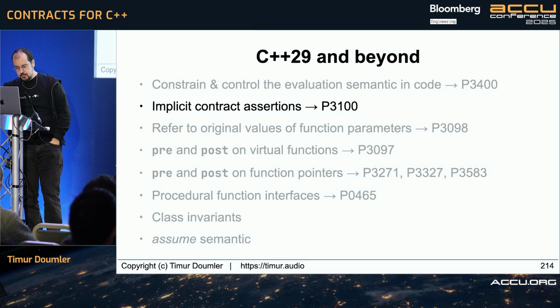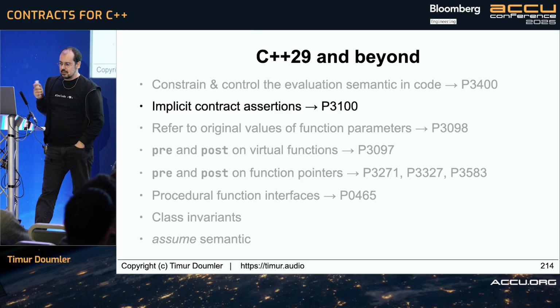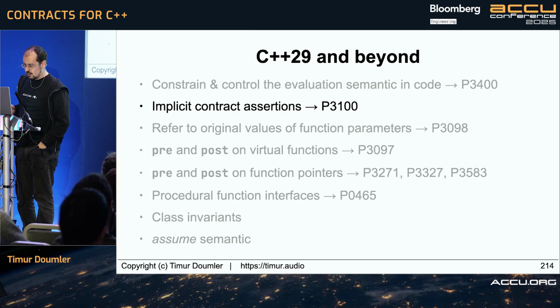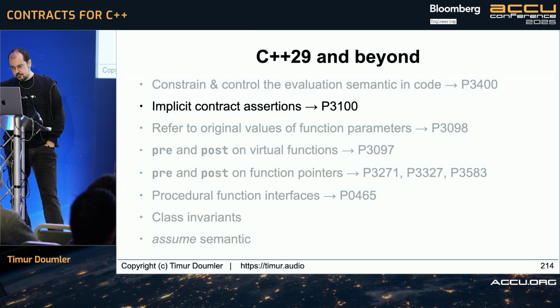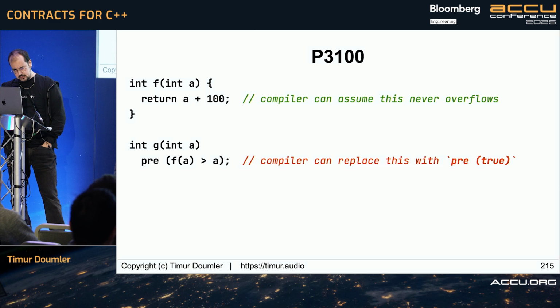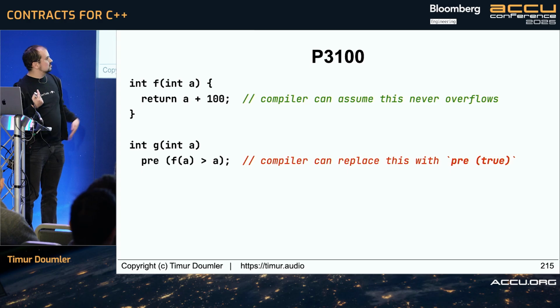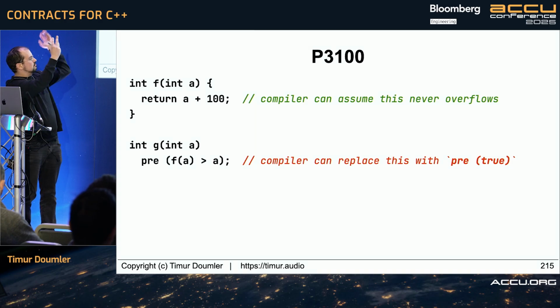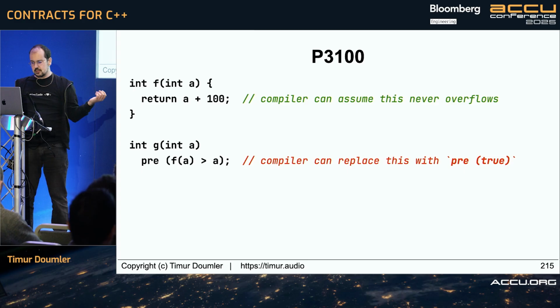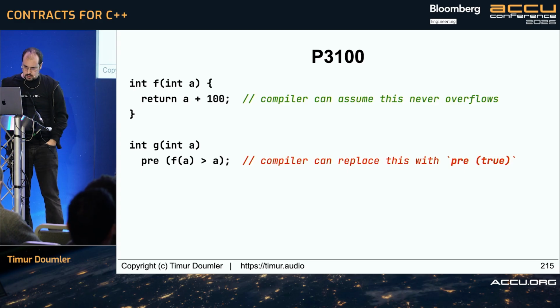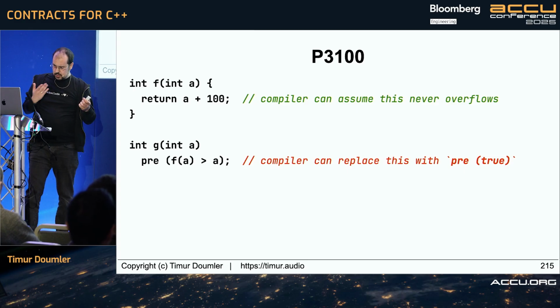The next one is implicit context assertions. That is my favorite. That's something I'm working on as we speak. This is paper P3100, and that's how we want to tackle this problem. It was suggested, well, just don't let you write an expression that has UB. Well, we don't know how to do that. But what we can do is say, well, we know what happens here.